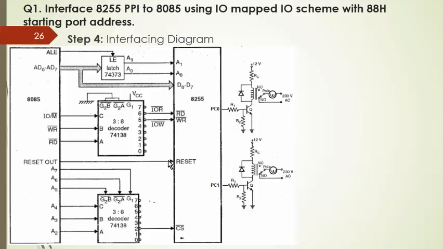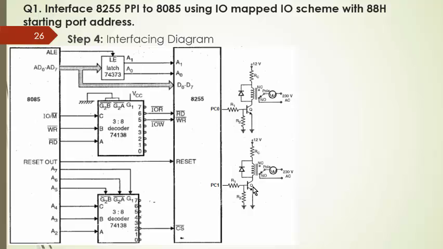D0 to D7 is the demultiplexed data bus. The ALE signal is connected to the latch enable of latch 74373. IO control signal generation logic is done by using a 3-to-8 decoder, where IO read bar and IO write bar are connected to read bar and write bar. Reset out is connected to reset of 8255. Chip select signal generation is done by using a 3-to-8 decoder with the A2 to A7 address lines.